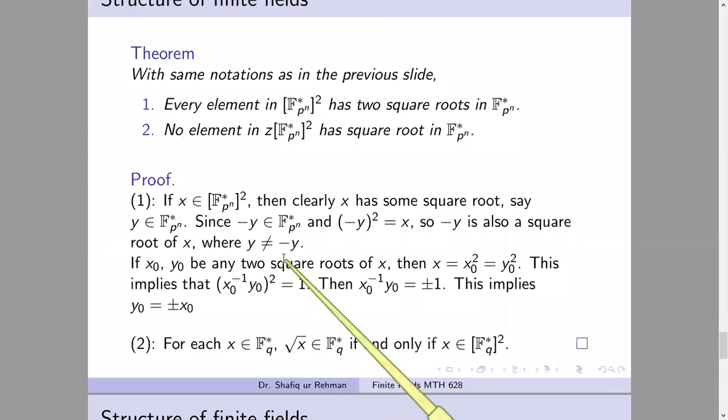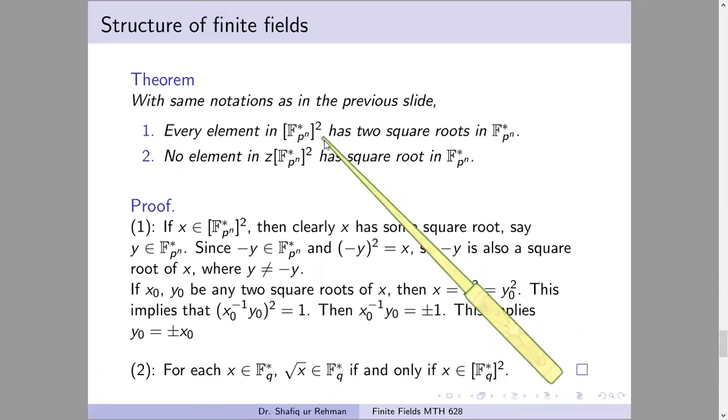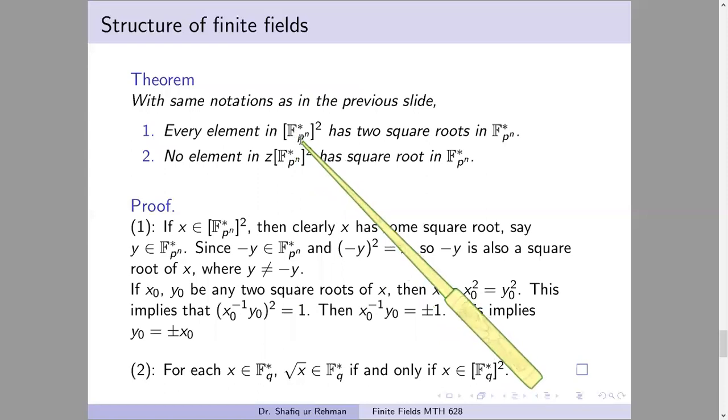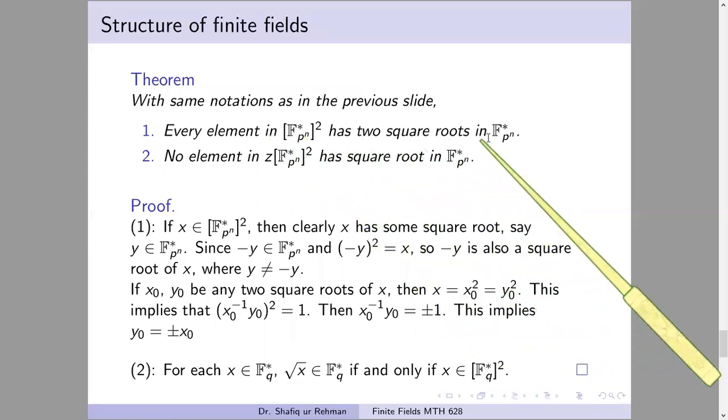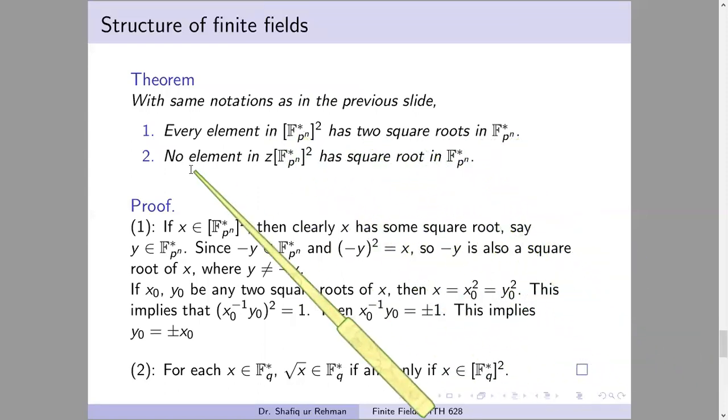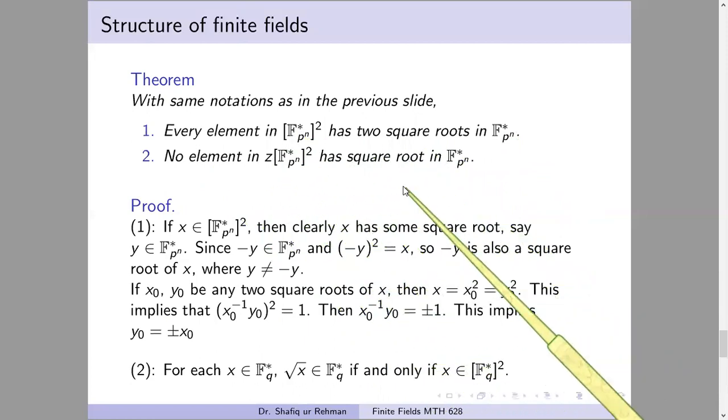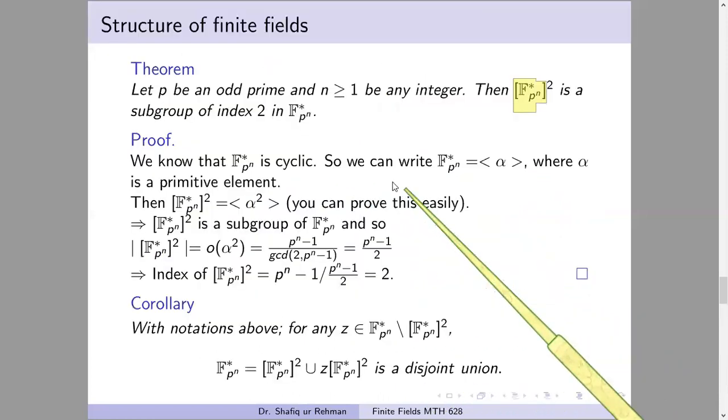So now, with the same notation as in the previous theorem, previous slide, here p is an odd prime, every element has two square roots in this, and no element has a square root in this. I again go to the previous corollary. We can partition the group into two cosets, squared and non-squared.